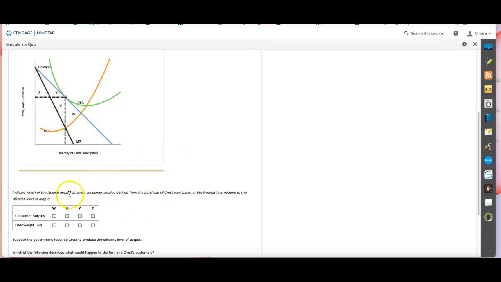Indicate which of the labeled areas represent consumer surplus. We know that the consumer surplus is the triangle below the demand curve but above the price paid, right? It's basically that section of demand that would be willing to pay a higher price, but is lucky enough to pay this lower price, right? So there's a surplus. There's a benefit they're gaining.